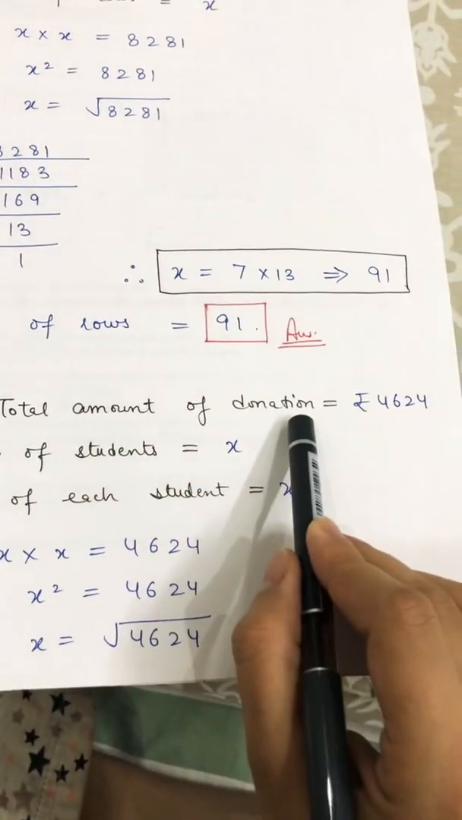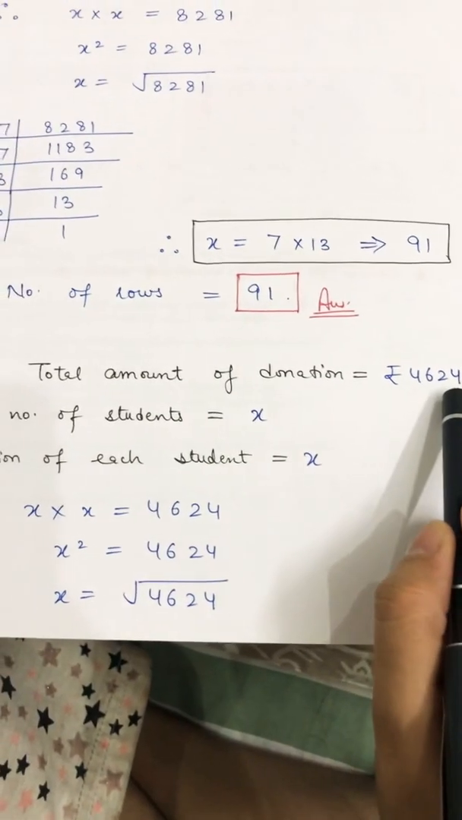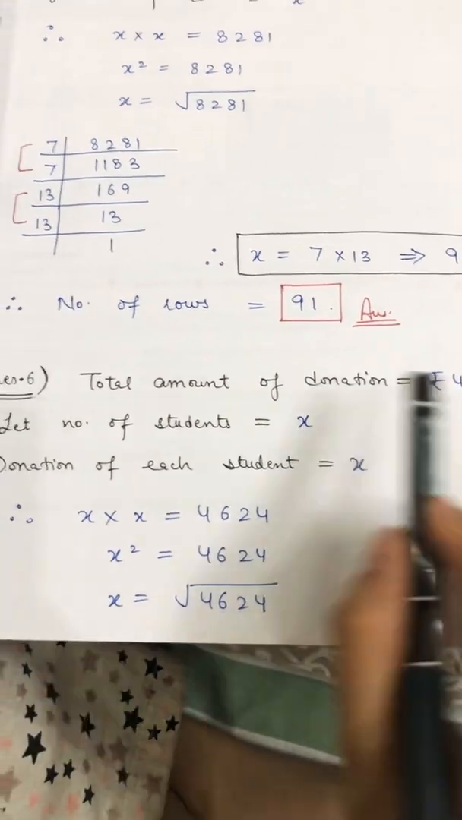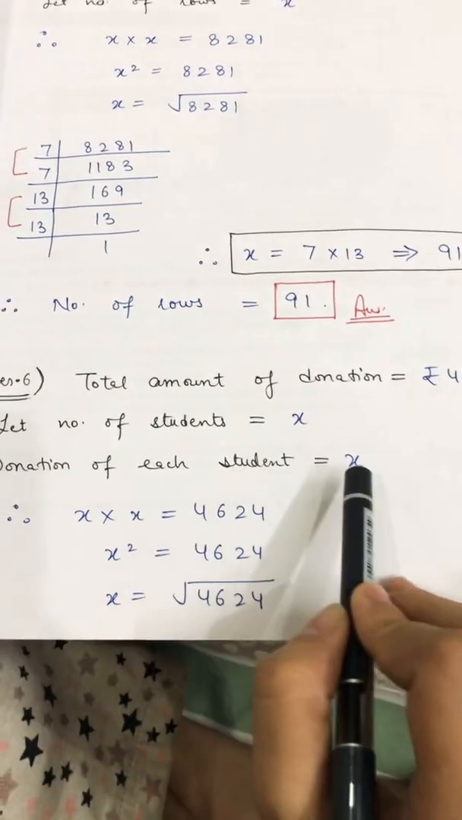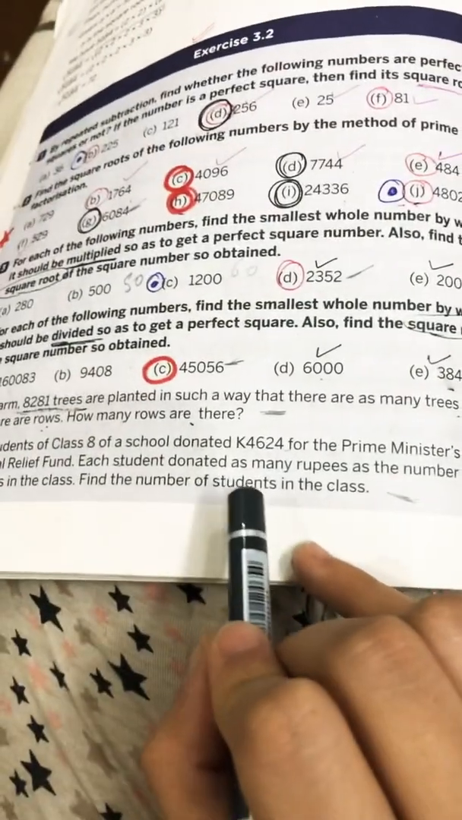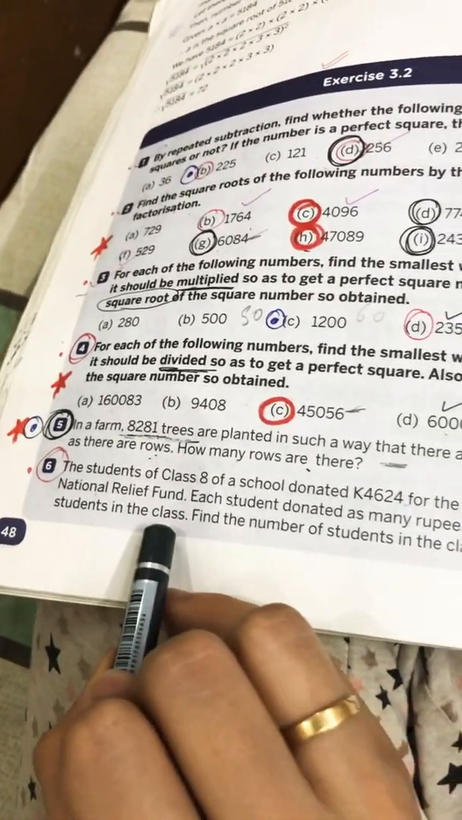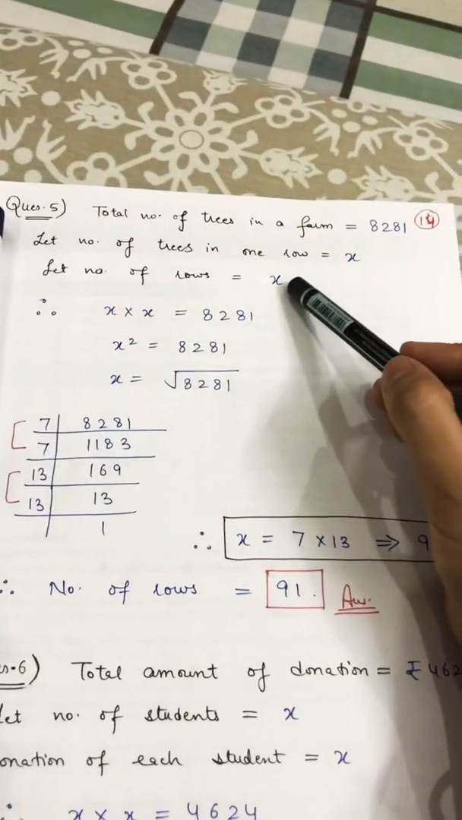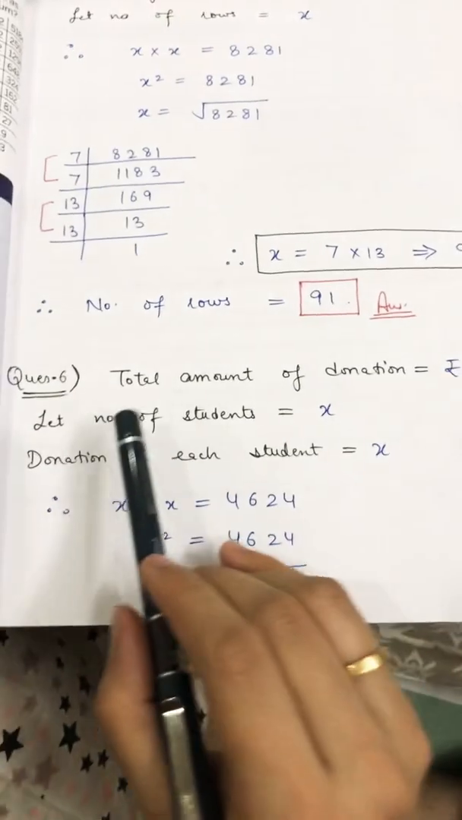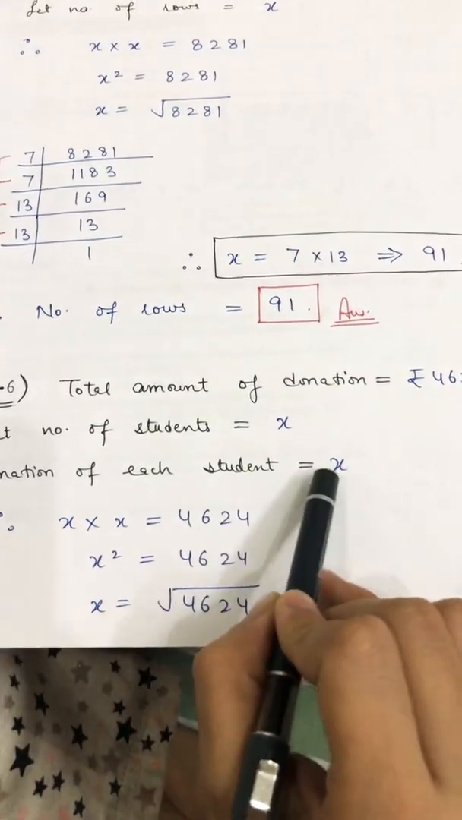So, look here. The total amount of donation is 4624. Let the number of students be x and the donation of each student be x, because they have mentioned in the statement that the donation of each student is equal to the number of students in a class. So that's why we'll take both x and x, the way we have taken in the 5th question.